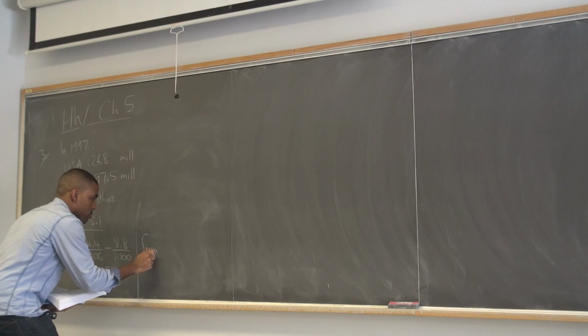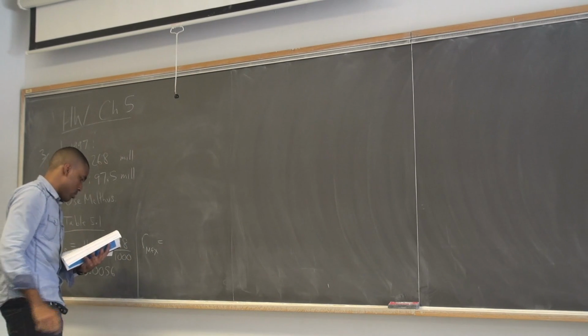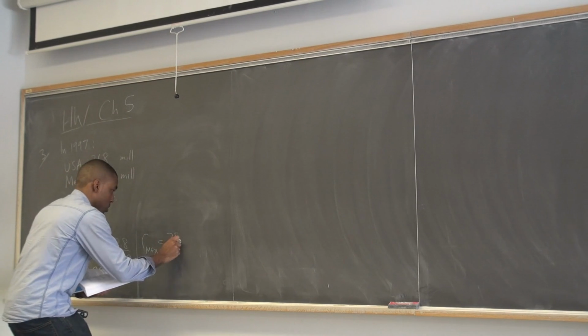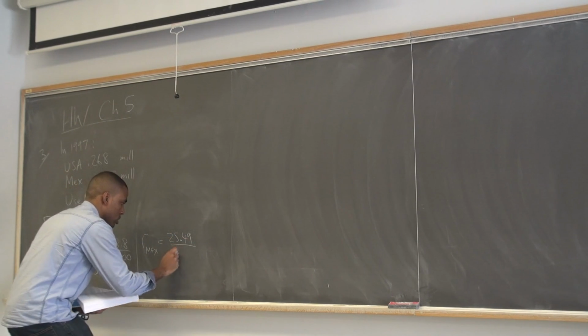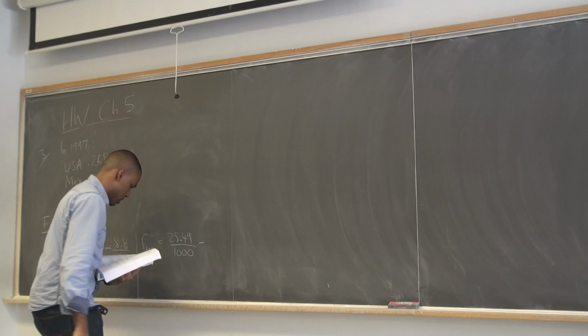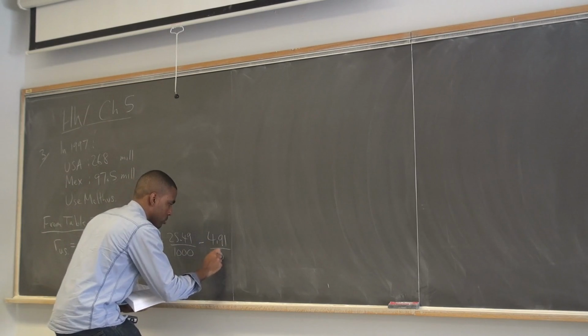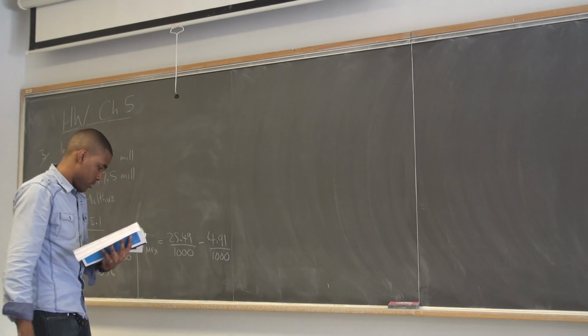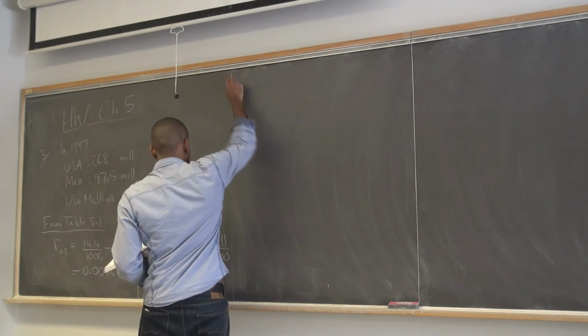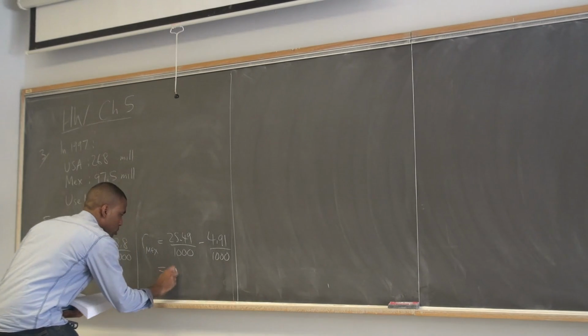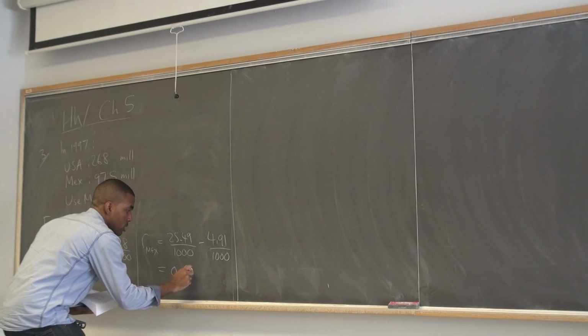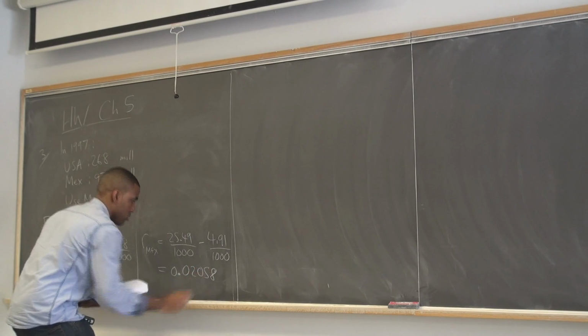The growth rate for Mexico would be the birth rate, 25.49 over 1,000, minus the death rate, 4.91 over 1,000. That's equal to 0.02058.